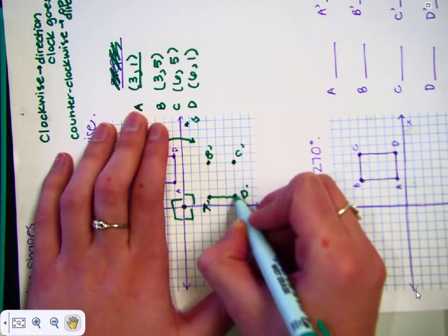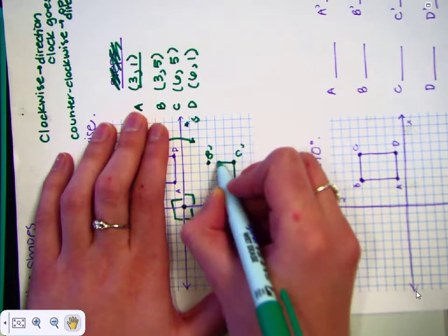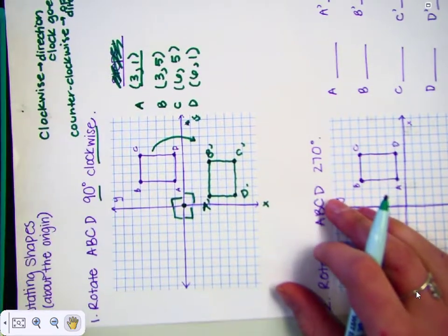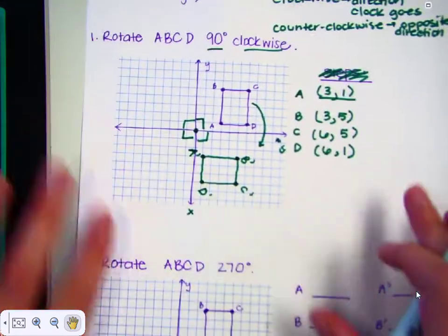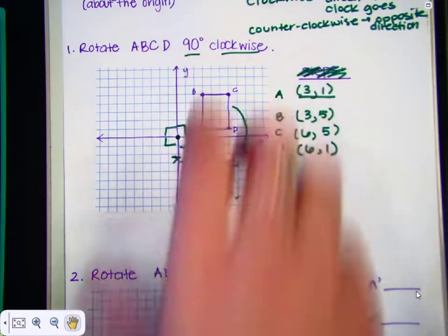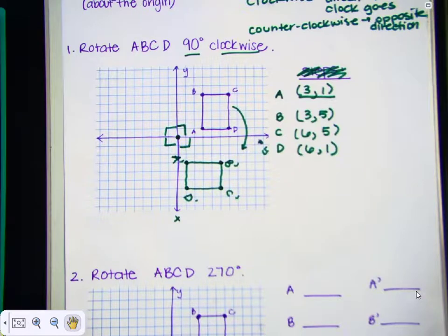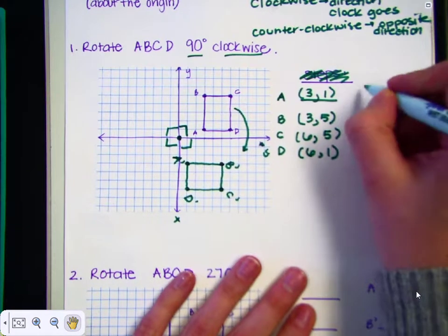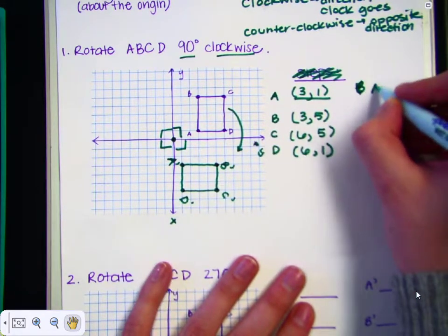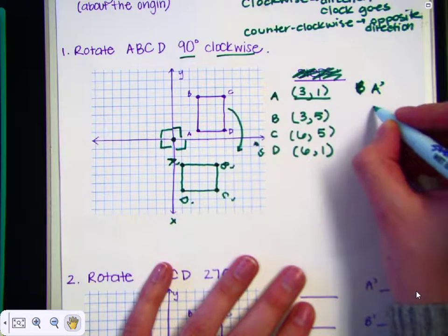And then I'm just going to connect my dots because I am rotating the whole figure, the shape. So if you look, it looks like that rectangle just shifted this way 90 degrees. And that's how we rotate shapes. So it might ask you to list the coordinates of the new shape or your new figure.